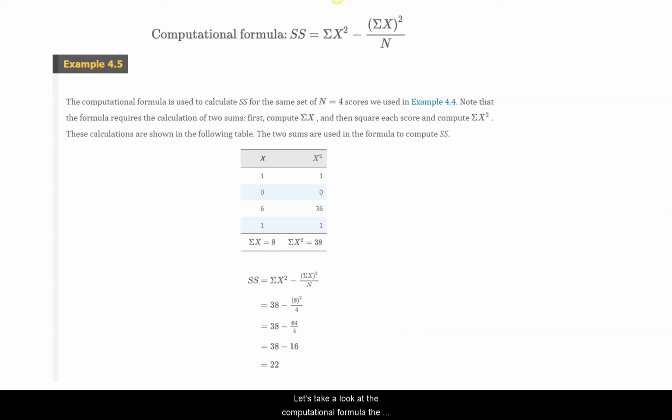Let's take a look at the computational formula. The beautiful thing about the computational formula is that it doesn't involve the mean. And that's especially helpful if the mean happens to be a jagged number, a number that's not a whole number.